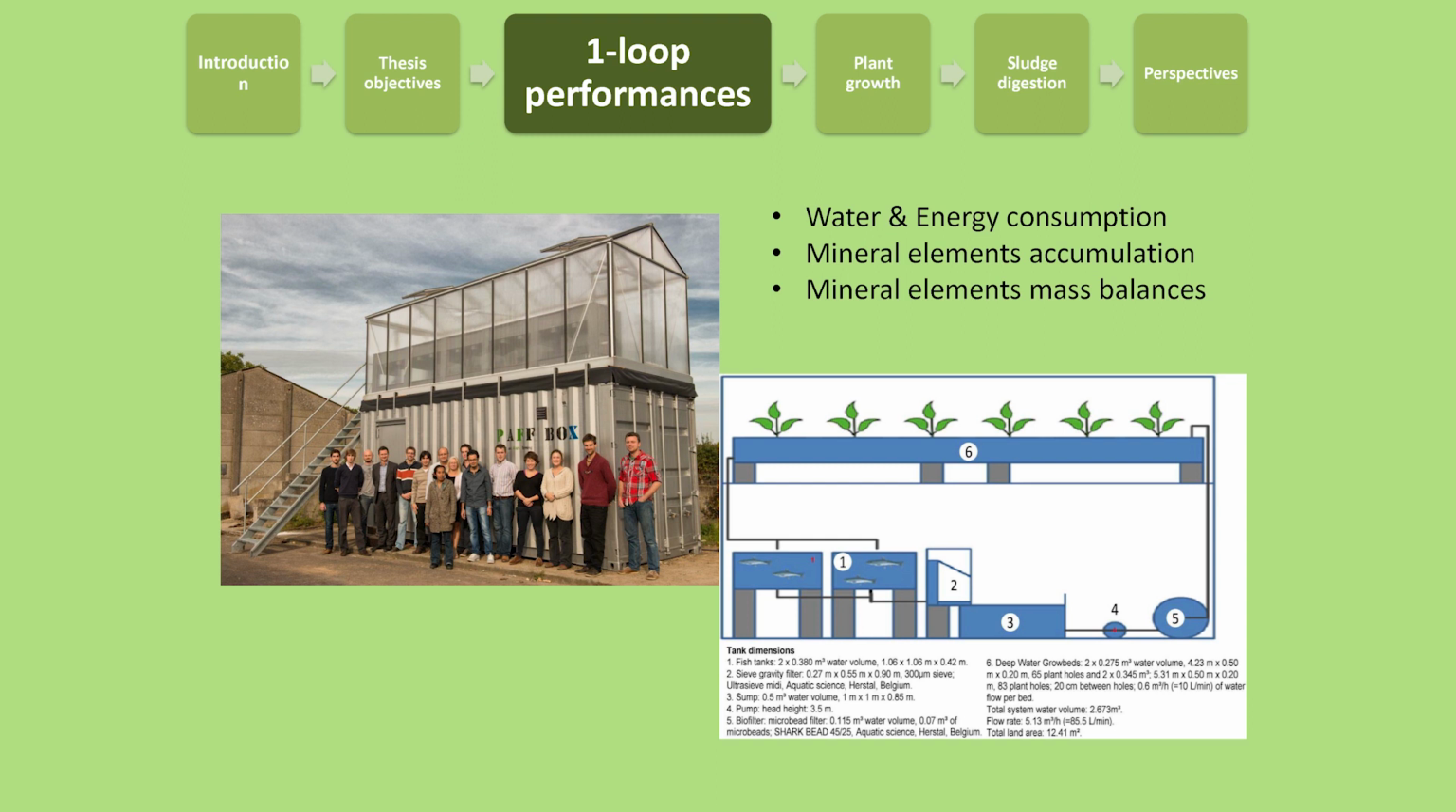So first objective, the performance of one loop. In our lab in Gembloux, we have what we call the plant and fish farming box, which is a one loop system. You can see here it's very simple. Fish tank, it's the same principle as I just showed. Fish tank, mechanical filtration, sump, pump, biofilter, beds. The hydroponic beds are in the greenhouse on the top, the fish are here, and the water goes up in the greenhouse and comes back to the fish tank in one loop.